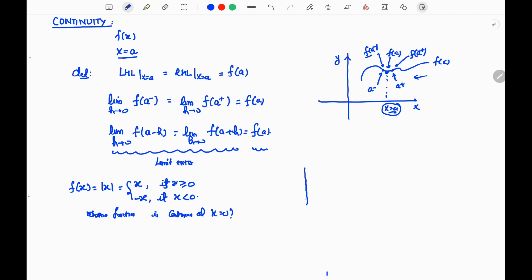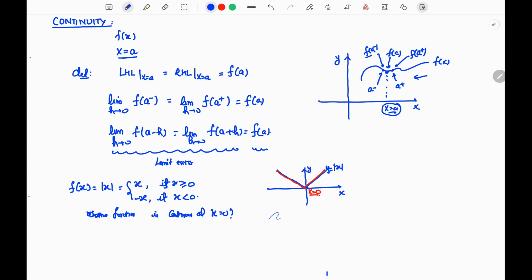If we draw the diagram, this is x, this is y, then the modulus function is drawn here. This is the modulus function y equal to mod x, and by observation we can see that if we can draw the graph without lifting a pen in the domain, then this function is a continuous function. That means it will be continuous at x equal to 0. By definition we can also check it.